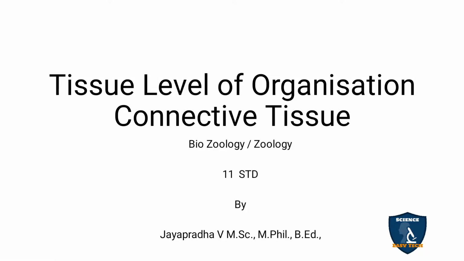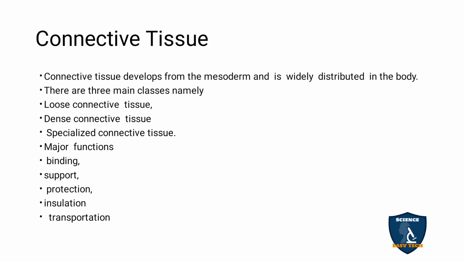Our topic is connective tissue in tissue level of organization. In the previous class, we studied the epithelial tissue. The epithelial tissue is the outer covering of the body, that is, it forms the outer covering and gives protection and absorption. But the connective tissue connects the other parts of the body.